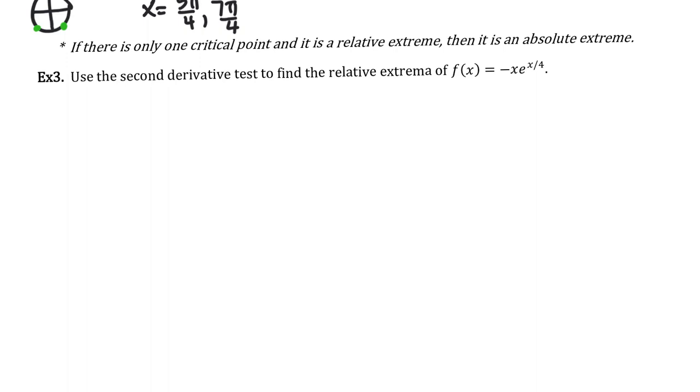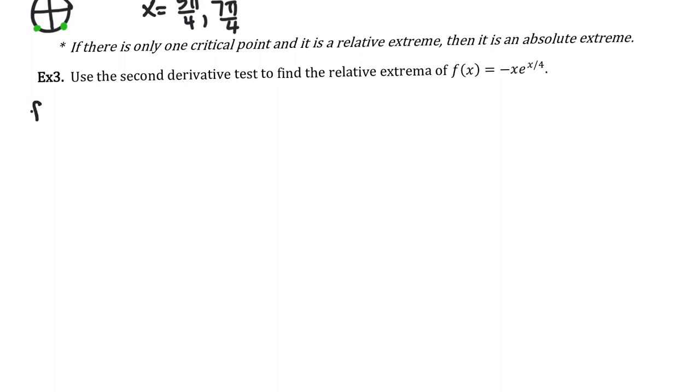Okay, now one more piece of information they want to give you. If there is only one critical point, and it is a relative extreme, then it's also an absolute extreme. Now remember the second derivative test only applies on an open interval, which is why we're not worrying about the endpoint. So if there's one critical point in the middle, it happens to be a relative minimum, well, it must be an absolute minimum as well. Okay, let's do the second derivative test and just see what happens here.